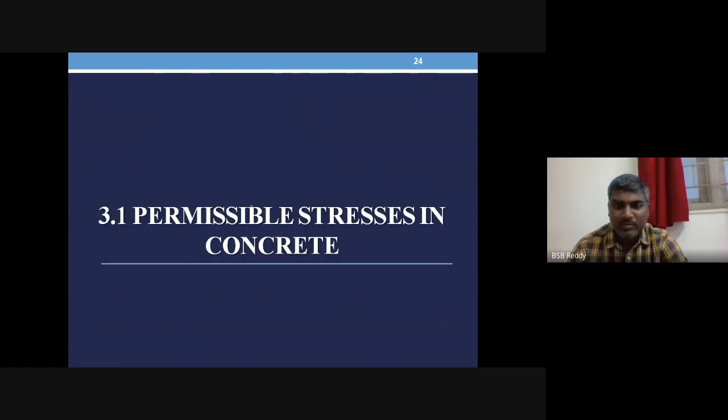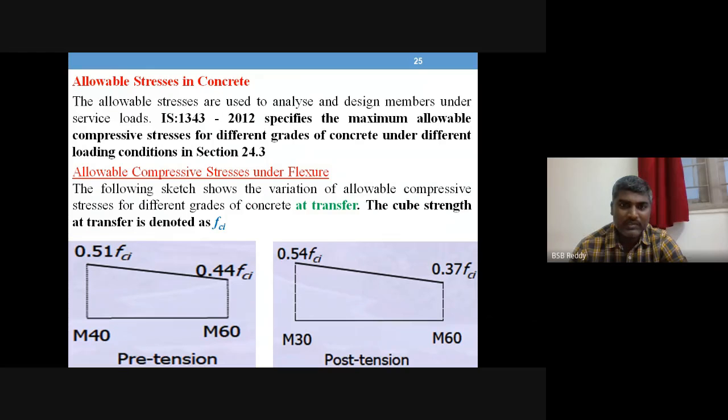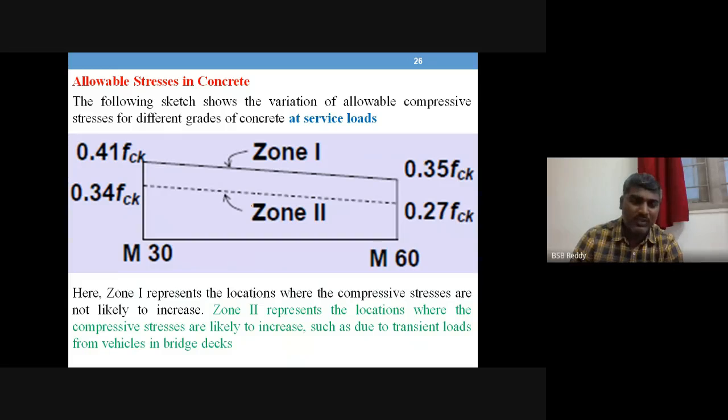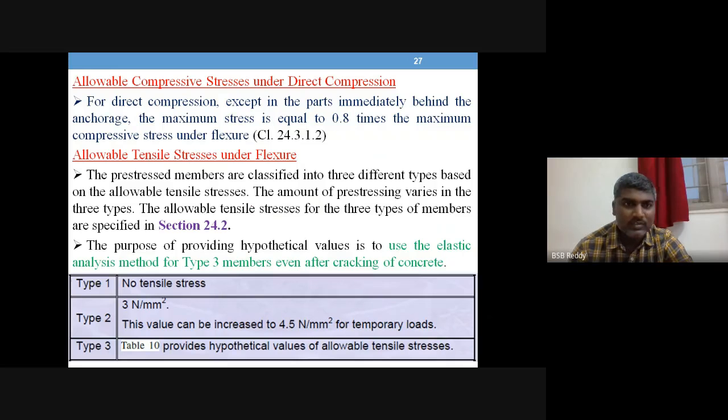Okay, then permissible stresses in concrete are being discussed along with the code involvement. So the code specifies that the compressive stresses in concrete shall be limited to so and so values depending on the pre-tensioning or post-tensioning activity, and also at transfer and at service loads. Okay, so this is extensively discussed. Follow all those lectures which completely discuss all these contents, right?